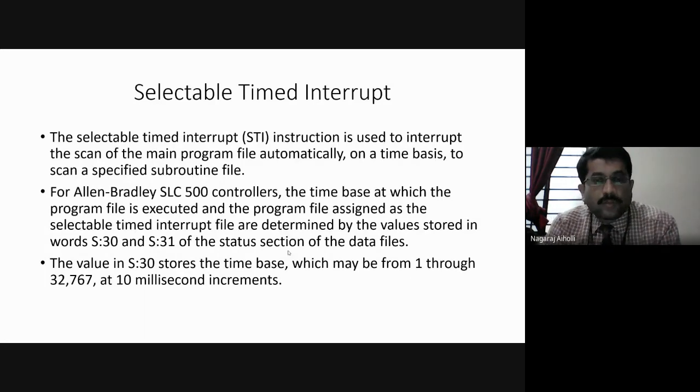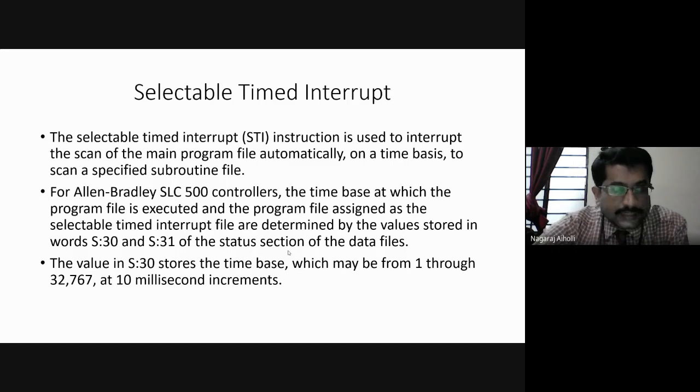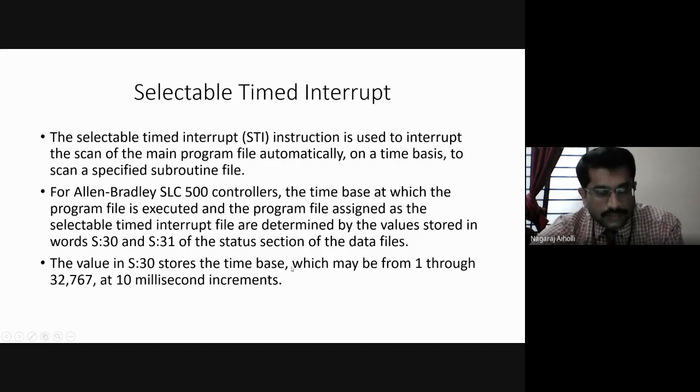So the time base for how much time the program should execute is stored in S:30 of the status file of the PLC, right? And in S:31 of the status file of the PLC, they are storing the interrupt subroutine which has to be executed to provide the service. Okay. The value in S:30 stores the time base, that is for how much time it has to perform the operation, right? Which may be from 1 through 32,767. It goes from starting value 1 up till 32,767 at every 10 millisecond increment.